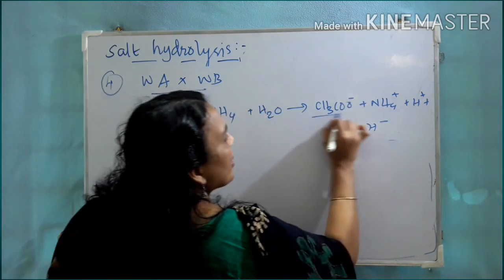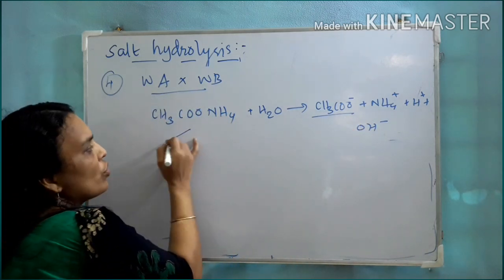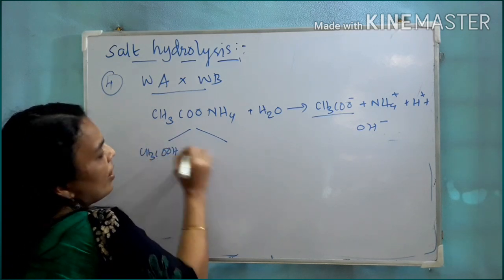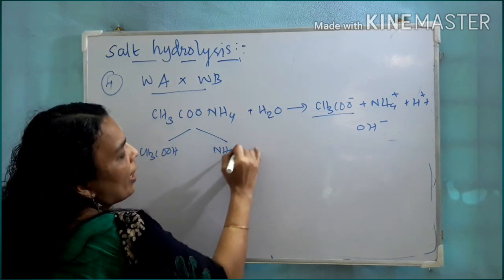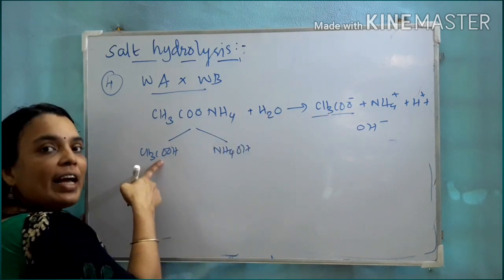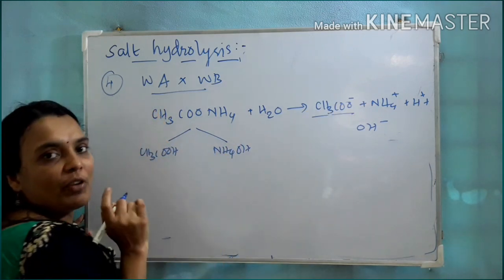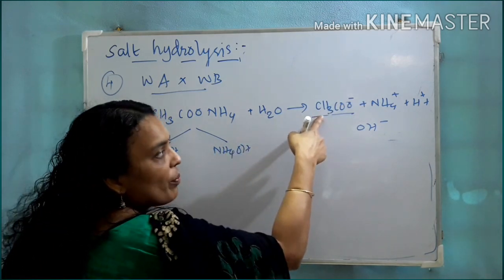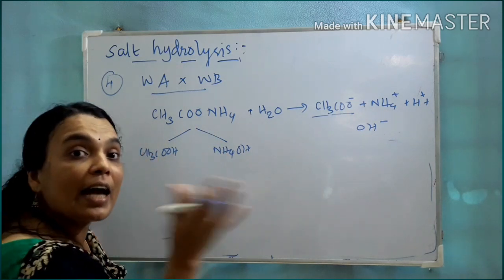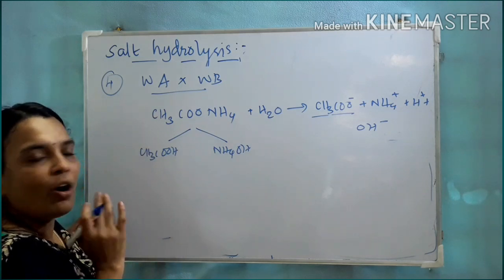So look here, this is a salt formed with acetic acid and ammonium hydroxide. It gives a conjugate base of a weak acid and a conjugate acid of a weak base. So it is a strong base as well as a strong acid. So both can undergo hydrolysis. Remember, both can undergo hydrolysis.